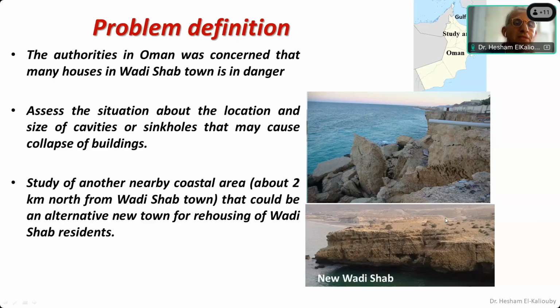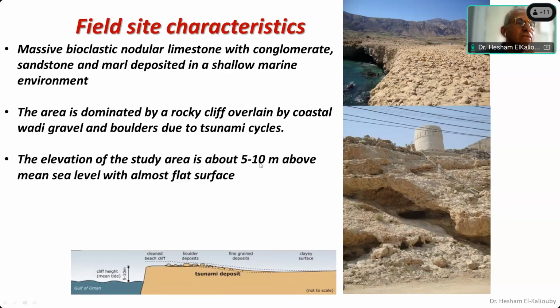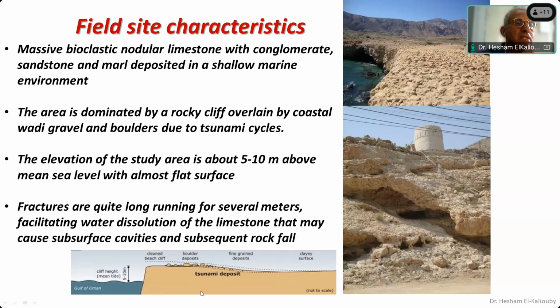So there's another area that has been selected by the authority, about 2 kilometers from this site. We were asked to examine both sites, the old site where the people are living and the new site where nobody lives, and see which one is suitable for those people to live. The geology of the area is mainly limestone, conglomerate, and marl. The area is dominated by a coastal cliff like this one. The elevation of this cliff is from 5 to 10 meters above sea level. There are many fractures within these limestones that cause dissolution from the seawater.